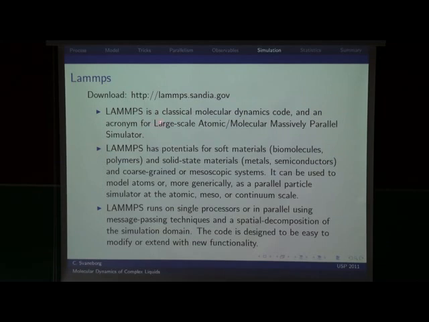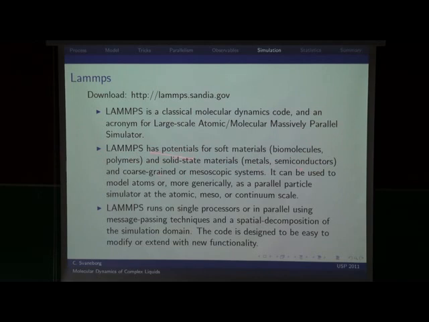Okay, so what is LAMMPS? It's a classical molecular dynamics code. It stands for Large-scale Atomic/Molecular Massively Parallel Simulator. What it does is all these tricks I showed you. This is already implemented in LAMMPS. It has well-defined potentials for soft materials, biomolecules, polymers, and also solid-state things like metals and semiconductors.